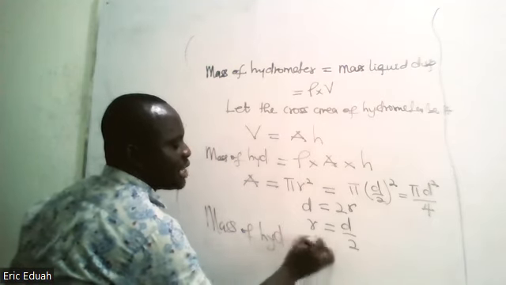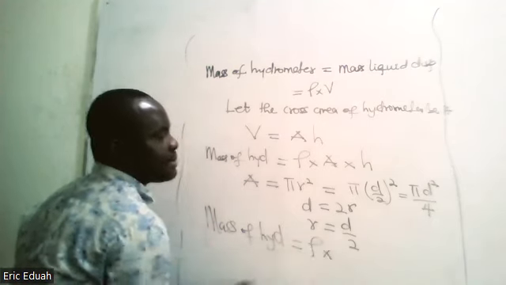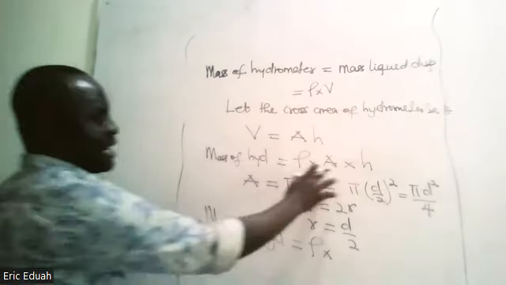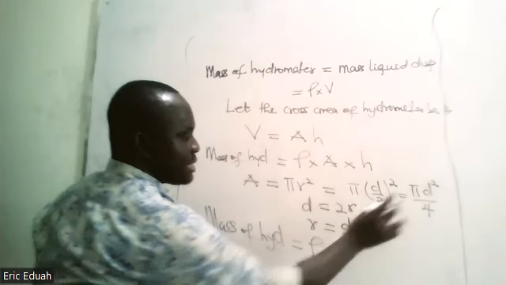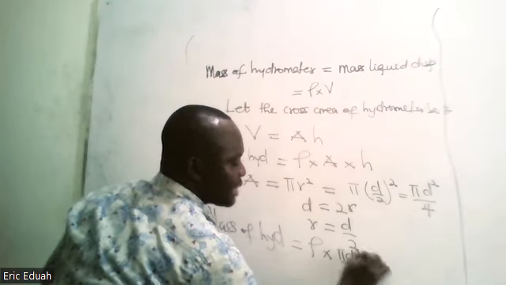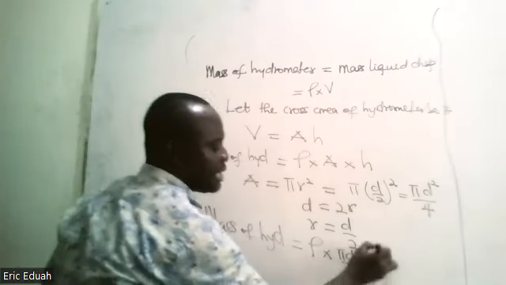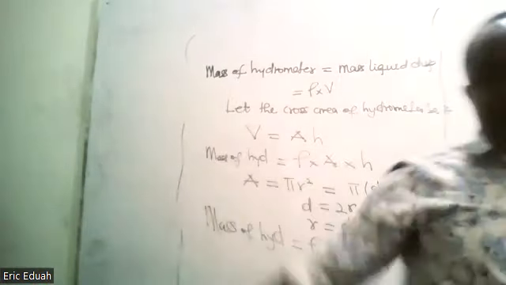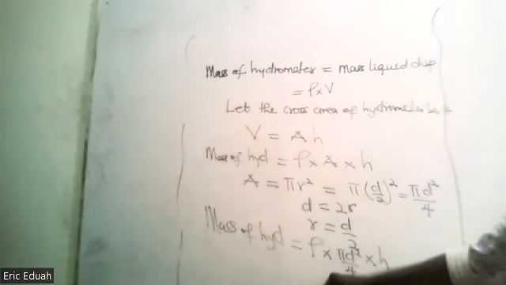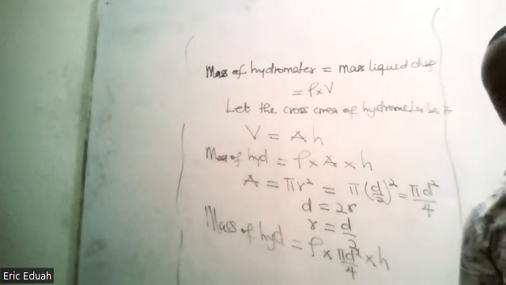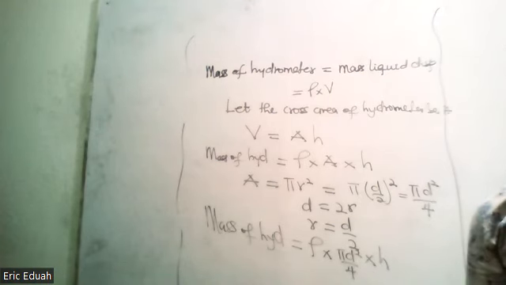So it means the mass of the hydrometer can simply be equal to the density of the liquid times the cross-sectional area, which is now pi d squared on 4, times the height of immersion h. Okay, finish it for me. I've given you all the tools to do this experiment. So go ahead and make me proud.